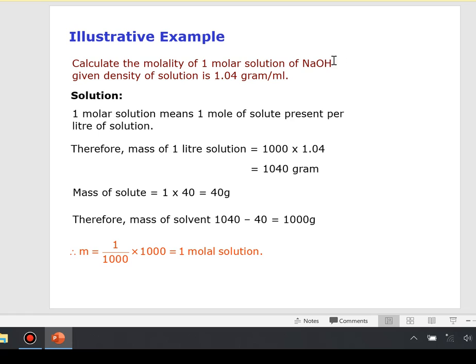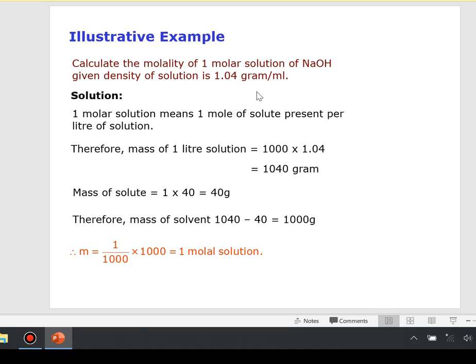So the volume of the solution will be 1000 ml. It means you can calculate the mass. Mass is equal to density into volume. Then you will calculate density into volume, that is the mass of 1 liter of solution.